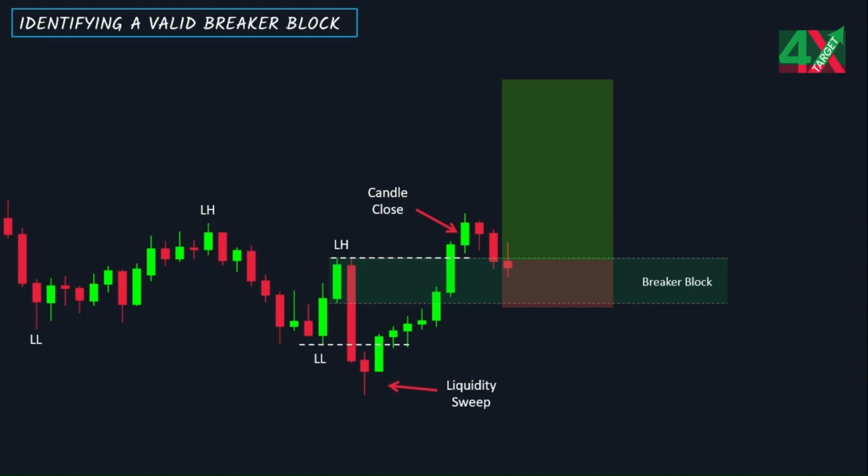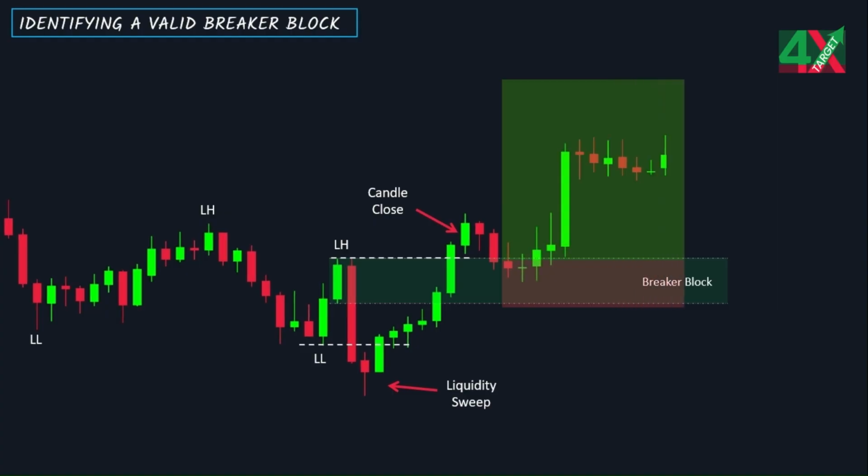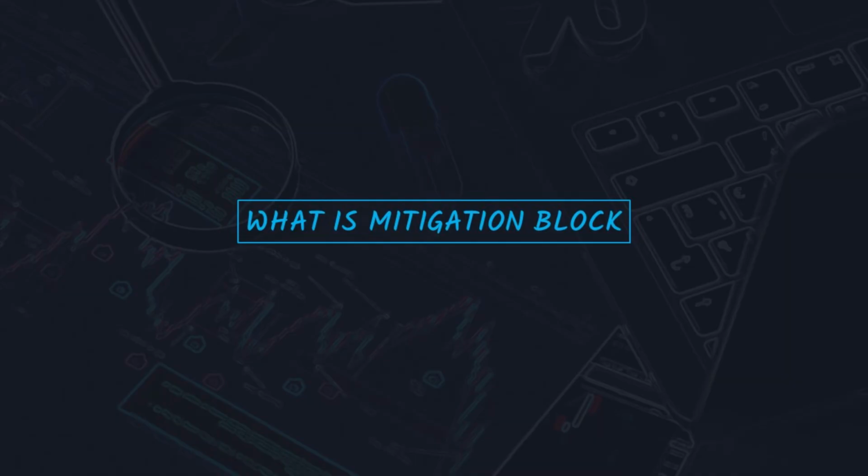After price retraces into the breaker block, there is a strong probability that the market will reject this zone and continue moving higher, aligning with the new bullish direction. This is how breaker blocks allow you to trade with market structure and institutional flow rather than reacting emotionally to price movements. Now, let's take the next step and explore the next concept.